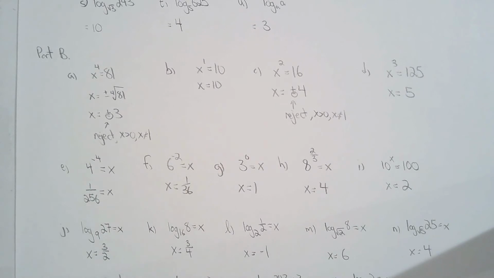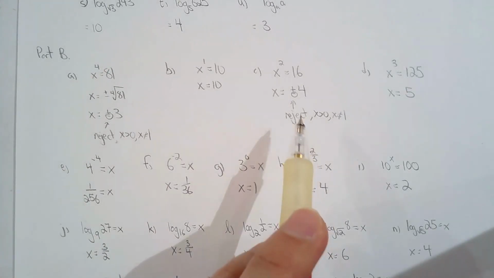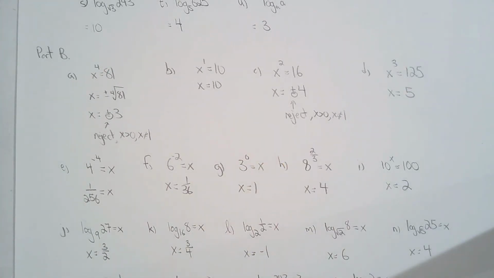So for part B, when I solve for A, I get x to be plus or minus 3. Now I have to reject the negative 3 because if you look at part B, A, x is the base of the logarithm. We cannot allow the base of the logarithm to be negative 3. So the answer is just positive 3. And I did that for part C as well. It's the base of the logarithm. It must be positive.